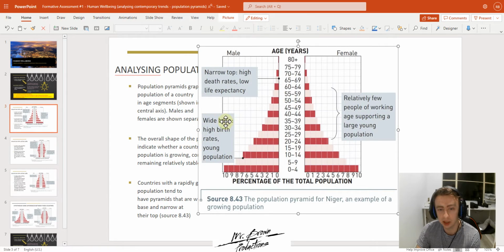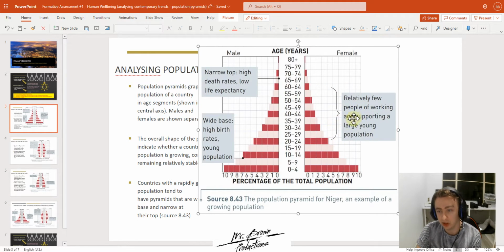When you have a wide base, this usually indicates that there's a very high birth rate, and that the population tends to be a lot younger because most of the people in this population are under the age of 30. I'm just doing a rough calculation in my head, but I'd probably say at least 50% of the population is 25 and under in this country, Niger.